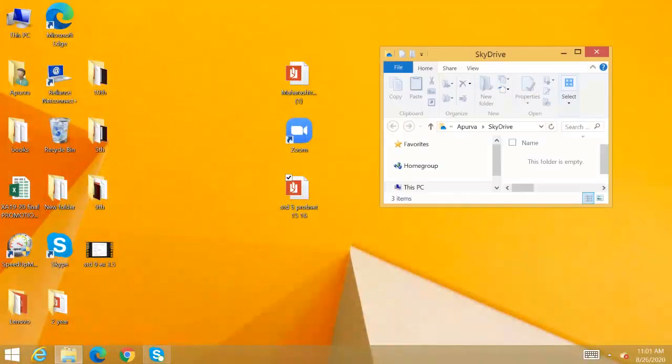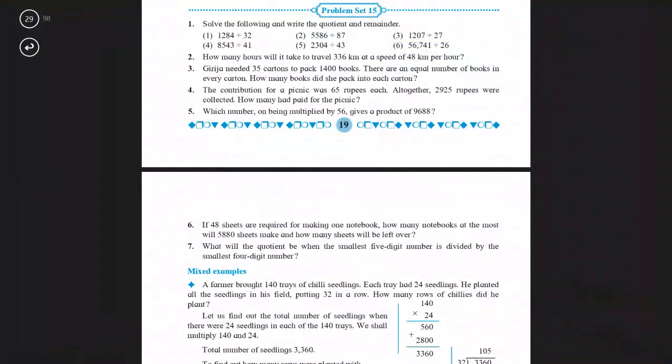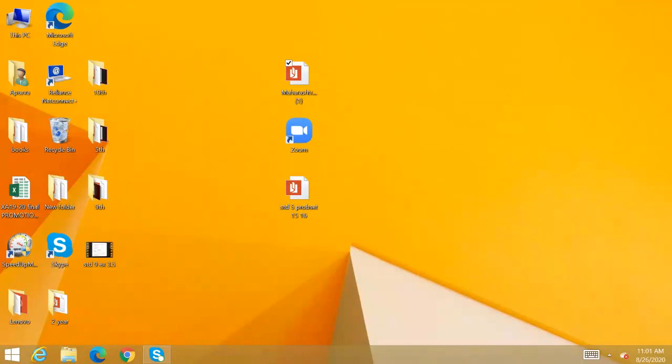We go to the second question in the textbook. These are word problems now. How many hours will it take to travel 336 kilometers at a speed of 48 kilometers per hour? So the total distance traveled is 336 kilometers. The speed with which it travels is 48 kilometers per hour. You have to find the time that it takes, how many hours. That means we have to find the time.